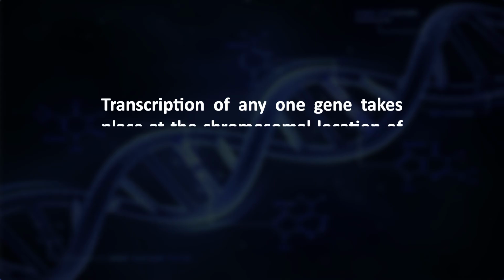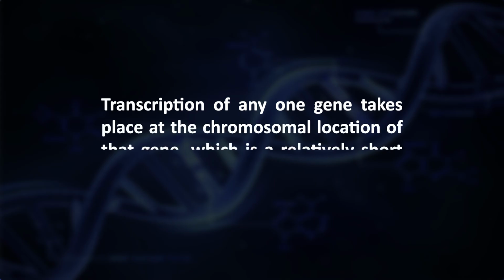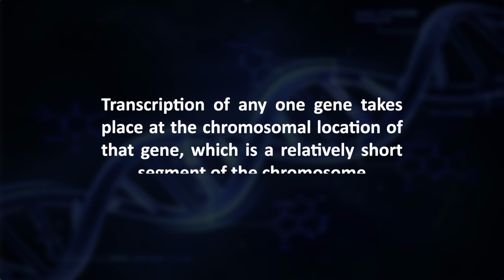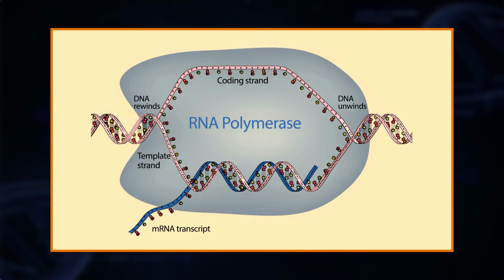Transcription of any one gene takes place at the chromosomal location of that gene, which is a relatively short segment of the chromosome. The active transcription of a gene depends on the need for the activity of that particular gene in a specific cell or tissue, or at a given time. Small segments of DNA are transcribed into mRNA by the enzyme RNA polymerase, which achieves this copying in a strictly controlled process.